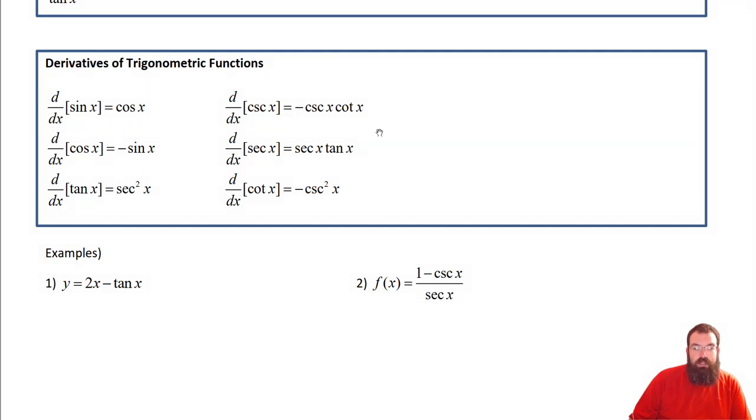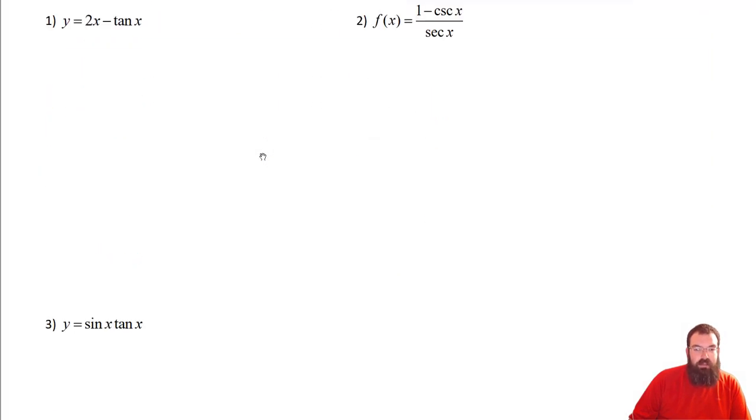So what I want to do is use that information and then do these 3 examples on the bottom. So 2x minus tan x. This is pretty easy because this isn't even a quotient rule. It's just a regular power rule and then the derivative of tan. So this is just 2 minus secant squared of x.